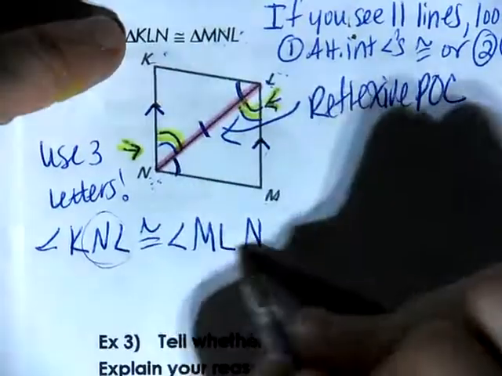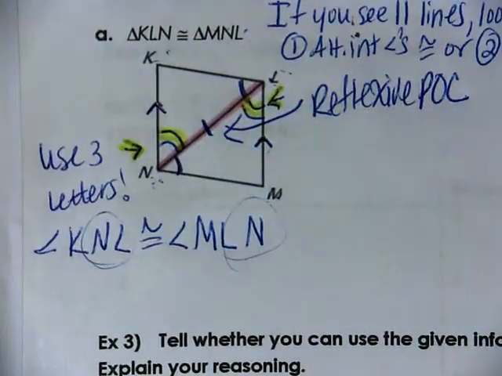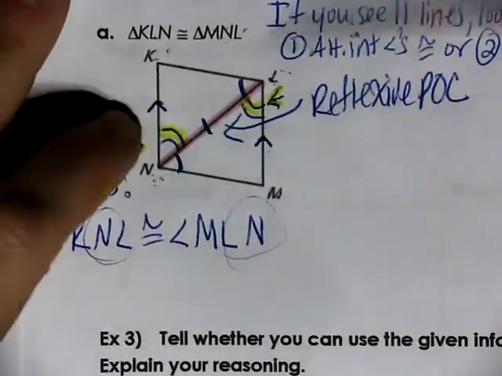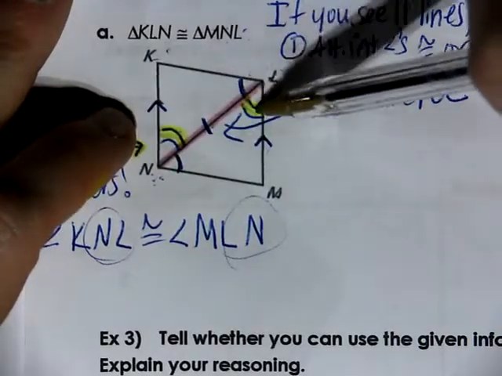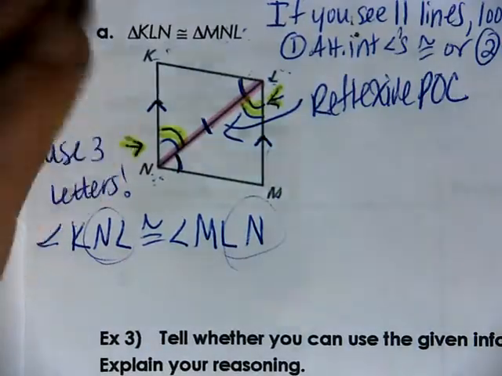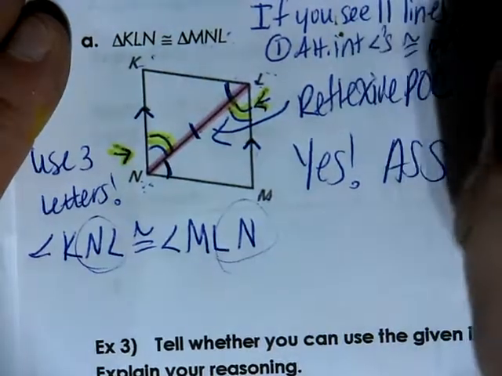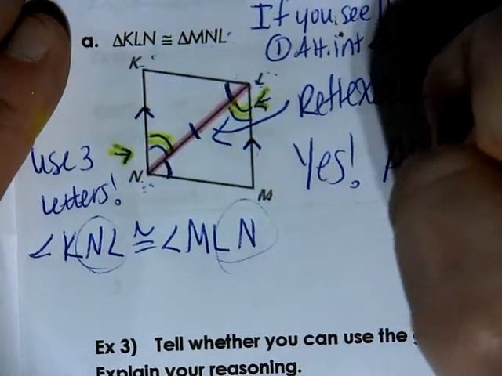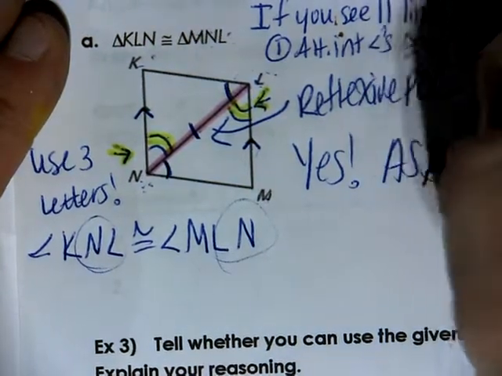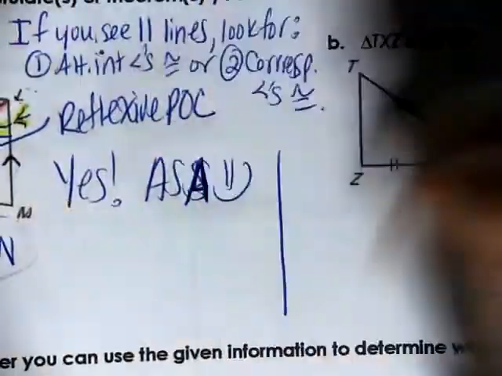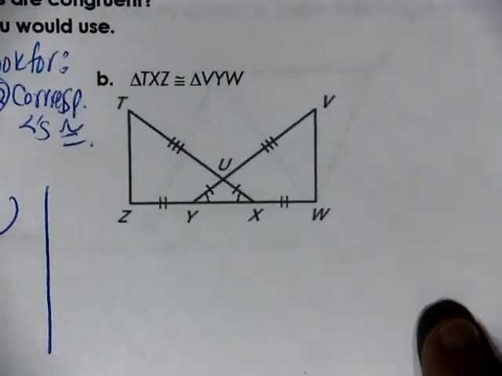And notice that L and N don't necessarily match up with the same letter. They just match up with each other. And so analyzing these 2 triangles, I see angle, side, angle, angle, side, angle. So I think that the way that we're going to prove these triangles congruent is angle, side, angle. All right, let's go ahead and look at letter B.